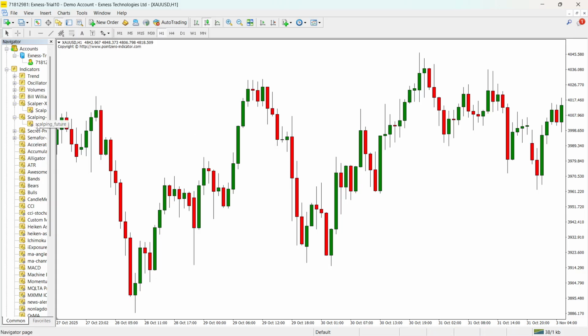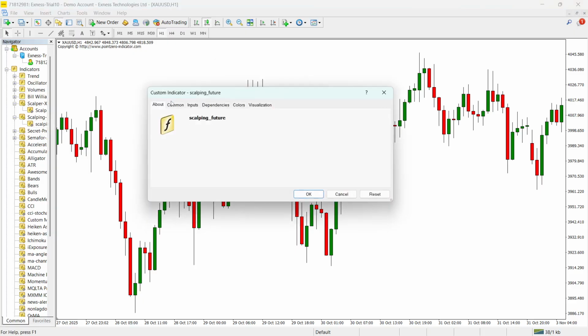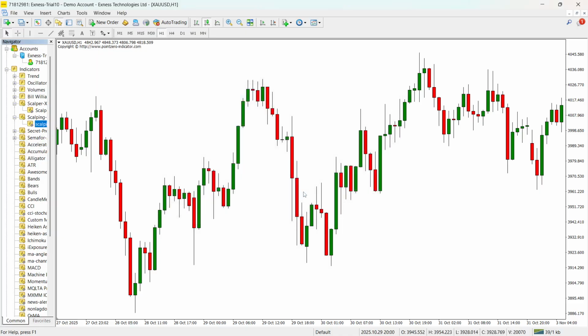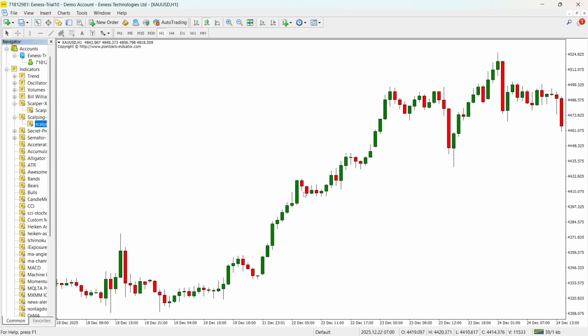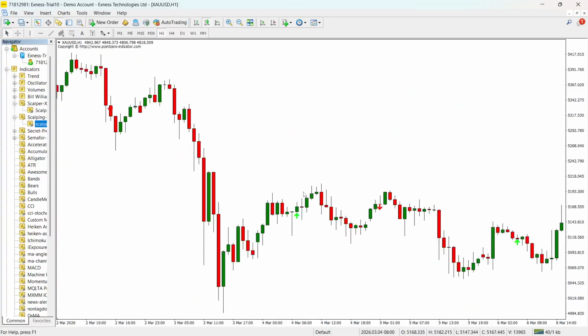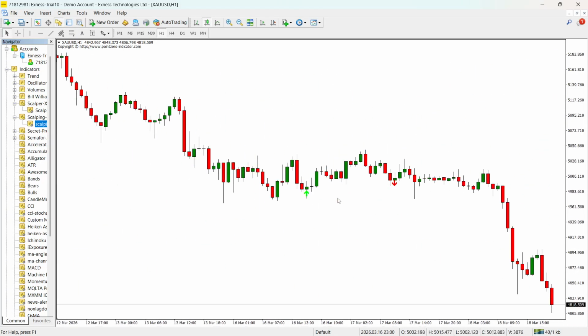At this point, I'll just go ahead and load the indicator on the chart so you can see how it looks in real time. Maybe I want to allow DLL imports. Right, just go back. And here we have it. If you look closely, you can see the visual markers.